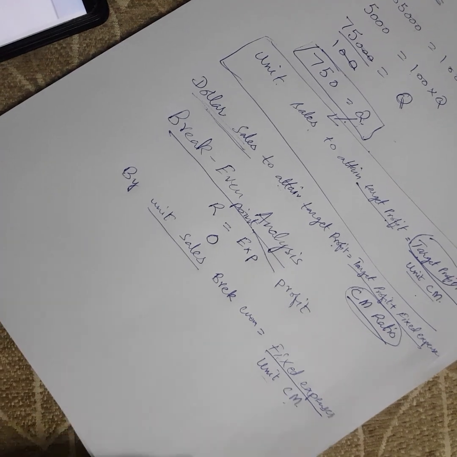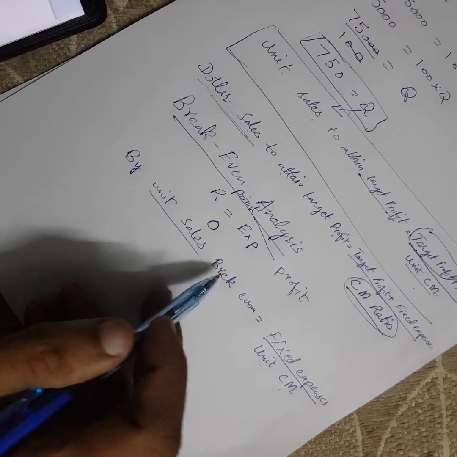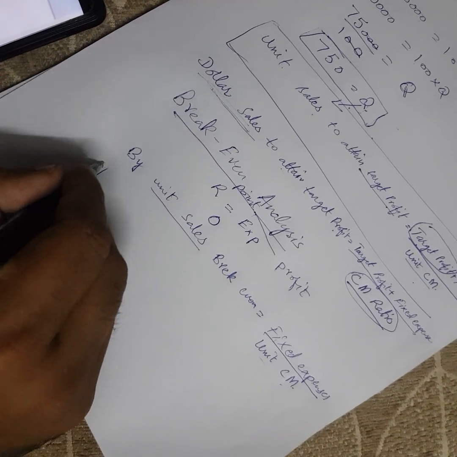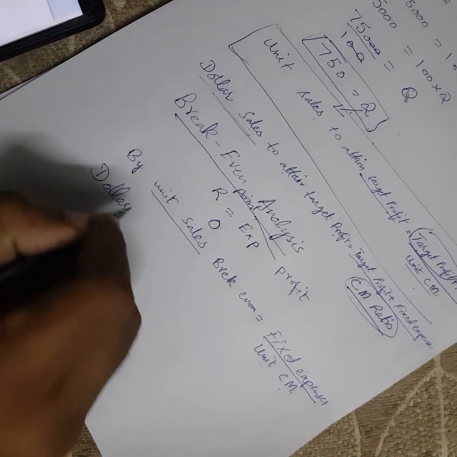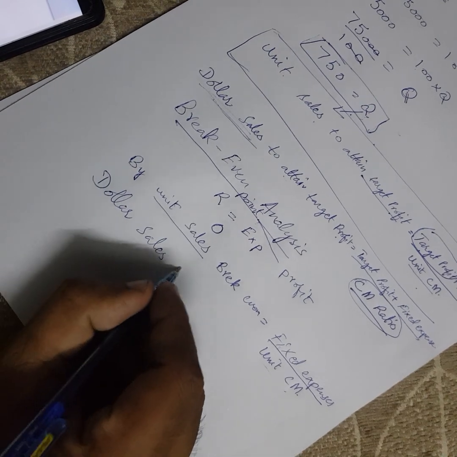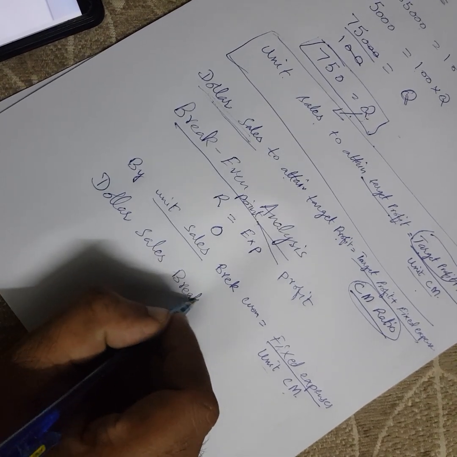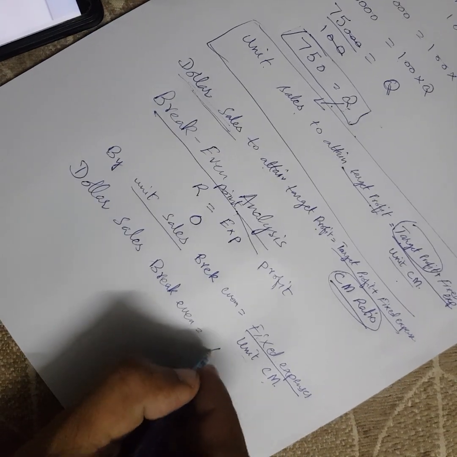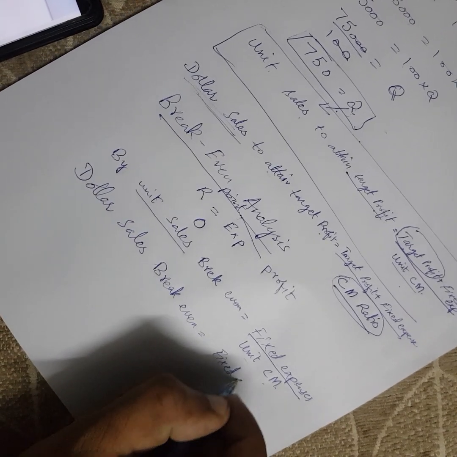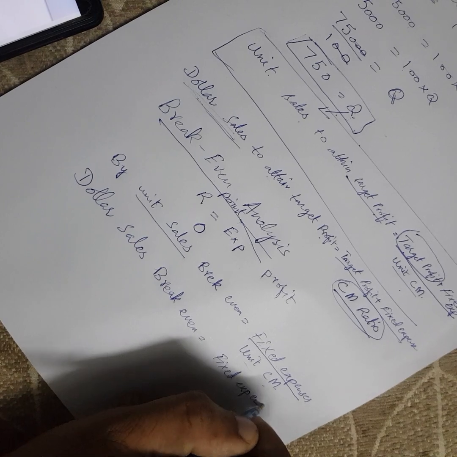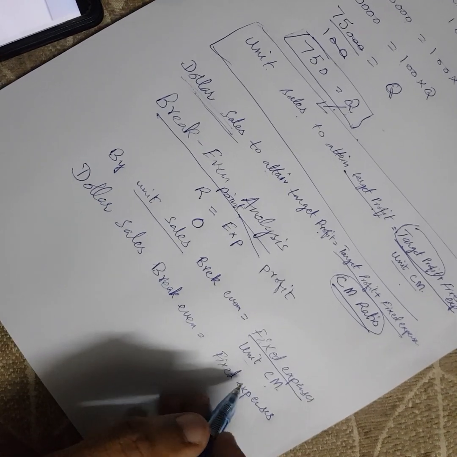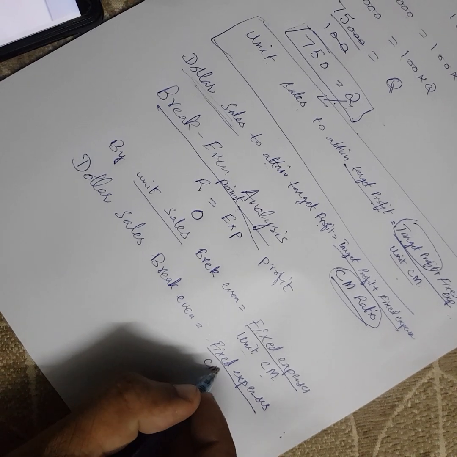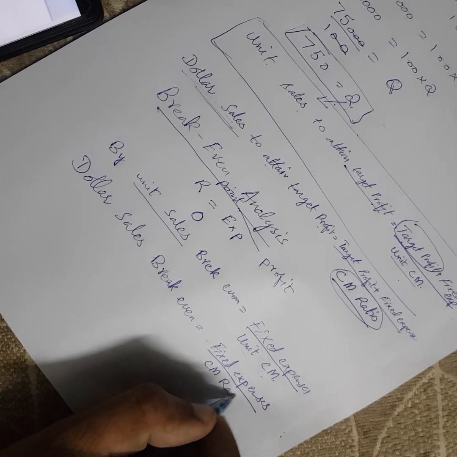So as we calculated the unit sales break even, there is another method to calculate dollar sales break even. For that purpose, the formula is fixed expenses divide by contribution margin ratio.